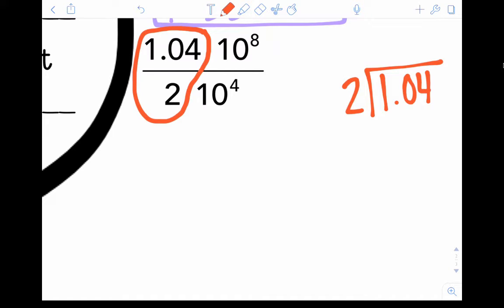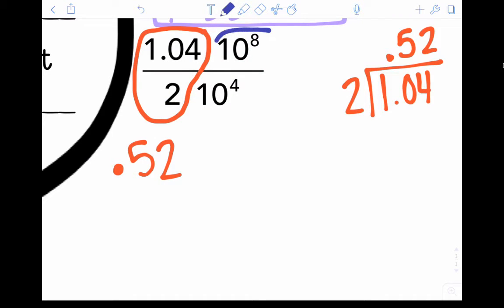2 goes into 1 0 times, 2 goes into 10 5 times. I need to make sure I copy down that decimal. 5 times 2 is 10, which means I don't have any numbers left over. 2 goes into 4 2 times. 2 times 2 is 4, so I have no numbers left over. So 1.04 divided by 2 is 0.52.